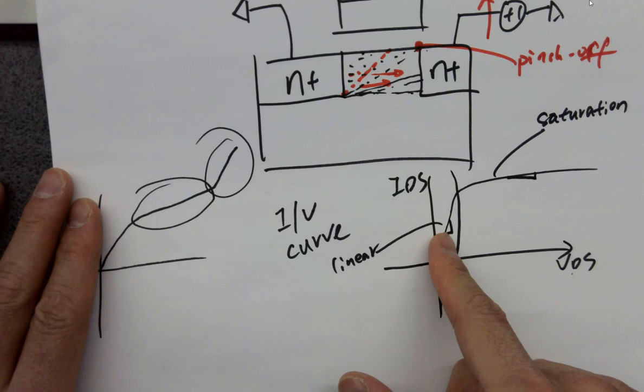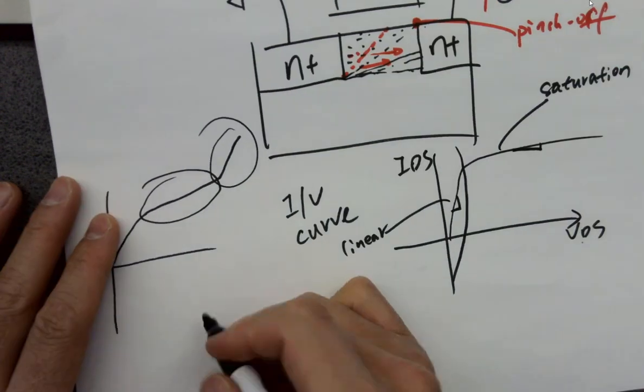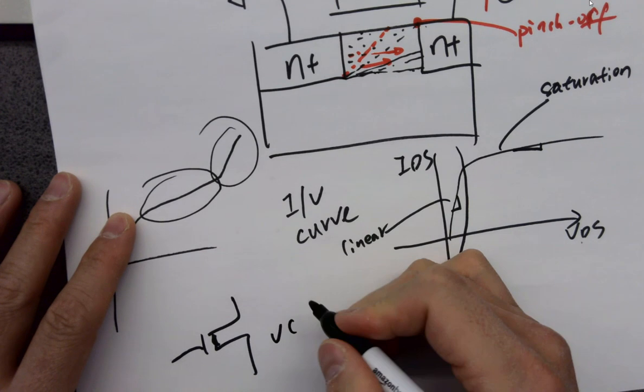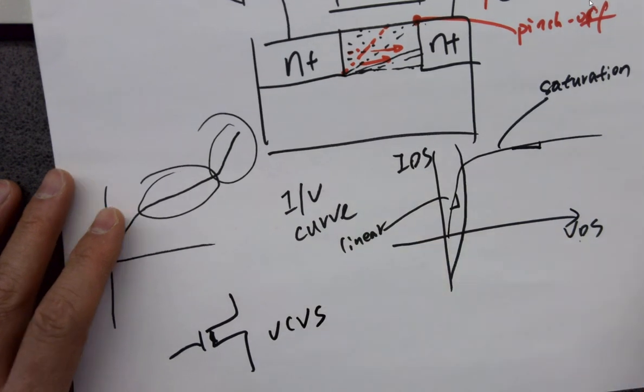In a lot of cases, an NMOS transistor is what? It's a VCVS. What does that mean?